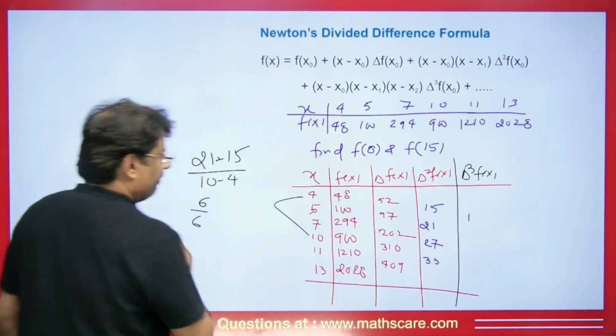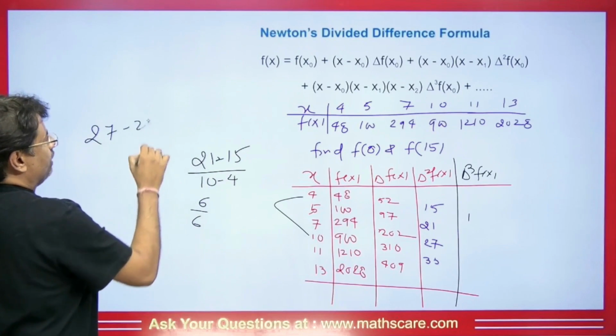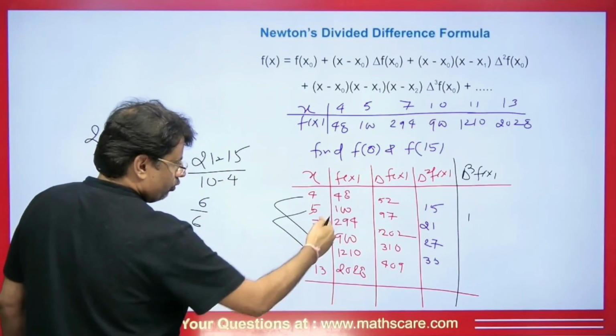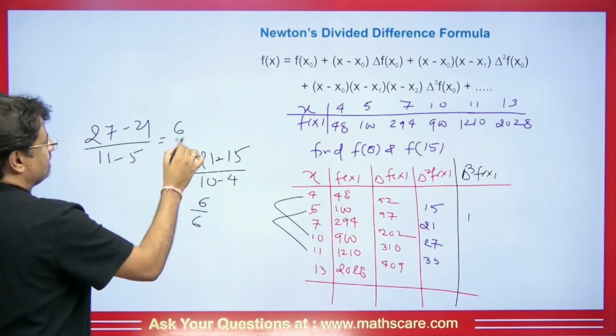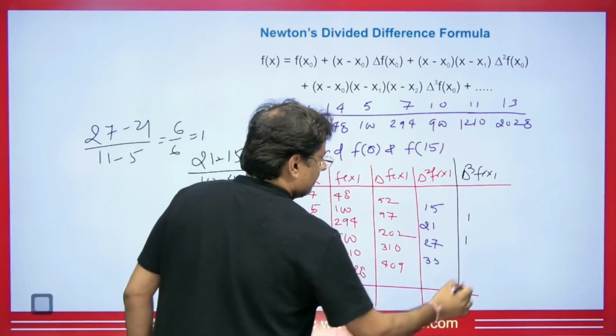Next we will talk about this. So this will be 27 minus 21. Here we will take this gap. We have to do a difference of 2, right? So this will be 11 minus 5. So this will be 6 upon 6, that is again 1. So again this will be 1 here.